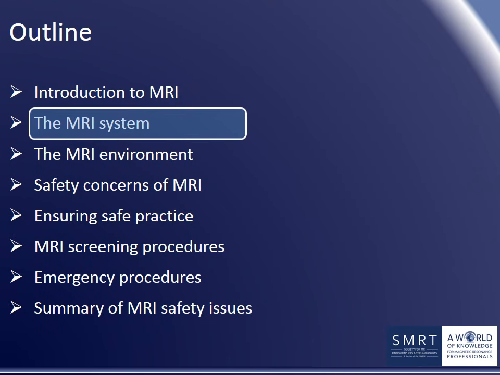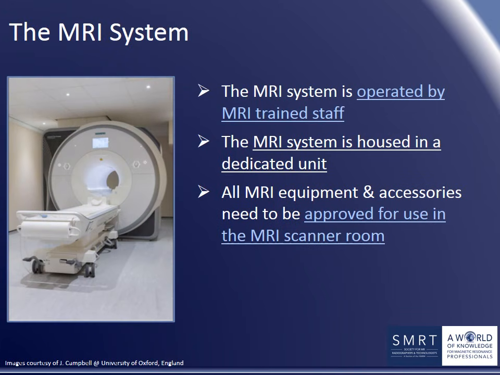The MRI system. MRI systems are operated by specialist staff trained to use this equipment. Each MRI scanner is housed in a dedicated space inside a shielded room. The computers we use to view the images are located outside the scanner room in the MRI control area. Because of safety concerns, there are restrictions that apply before using equipment in the MRI area. All equipment and accessories must be approved for use in the MRI scanner room.